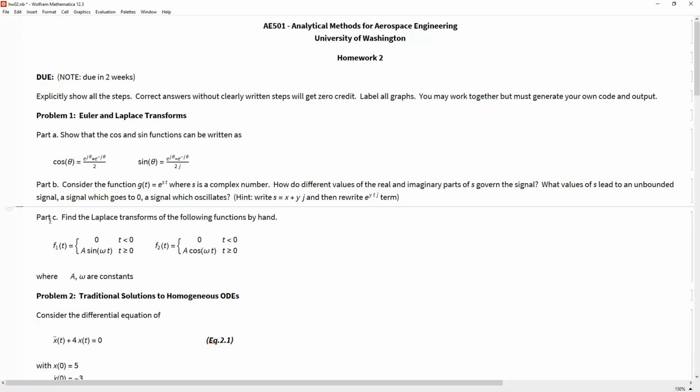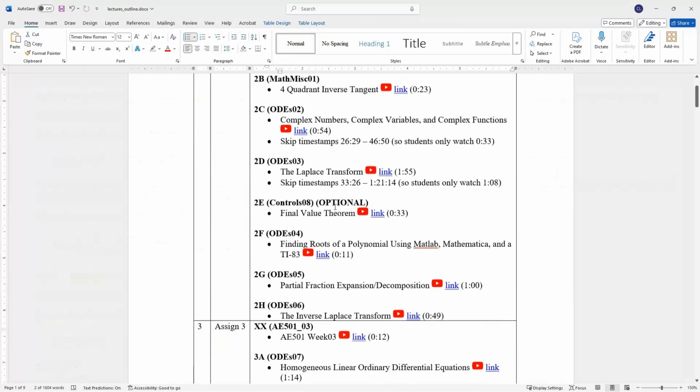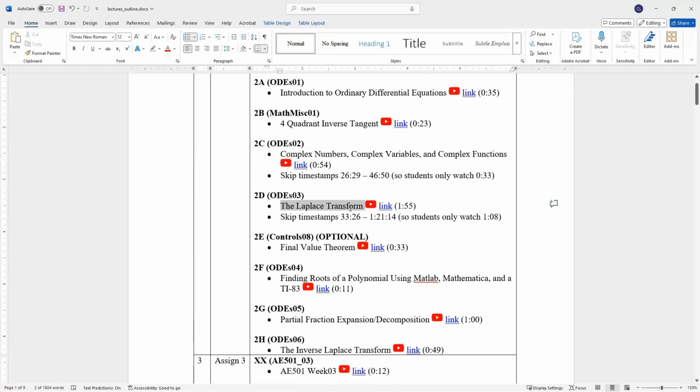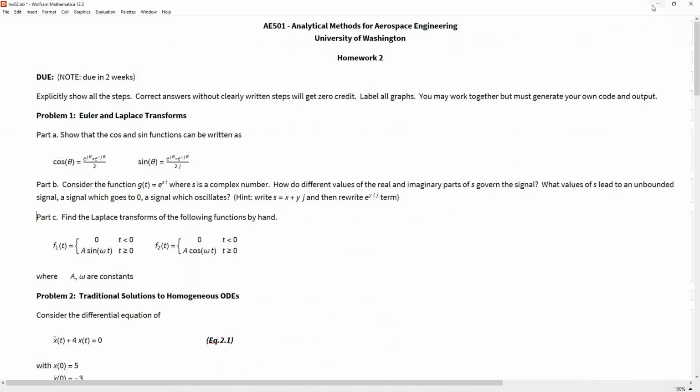Okay, and then problem C is really just doing a Laplace transform by hand. Once you watch the Laplace transform video, I think I even go through an example of explicitly how to do one of these. So watch the video and make sure you understand all the steps. Then Laplace transform a sine and a cosine function. So that's what problem one is.